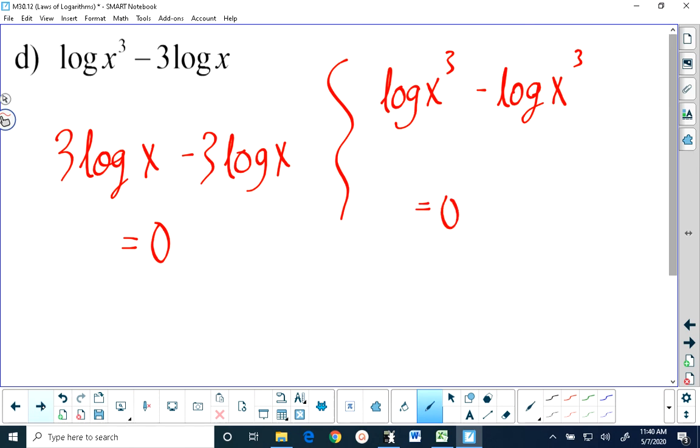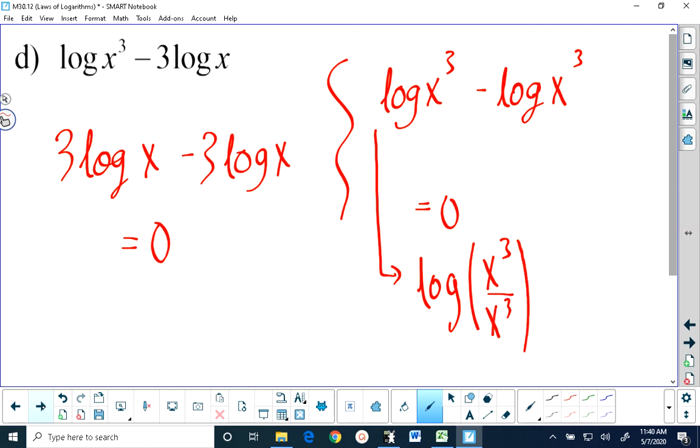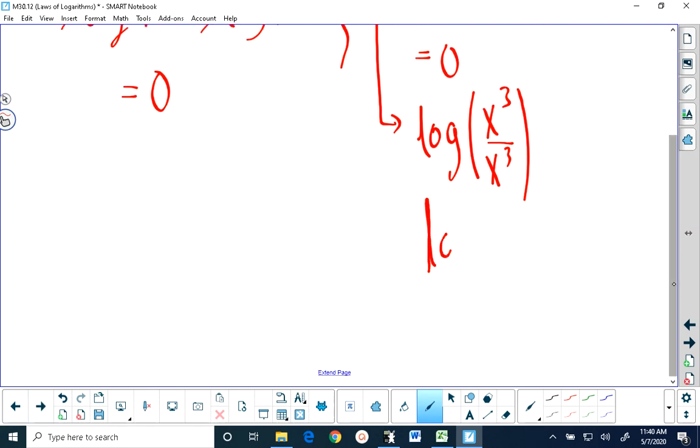I guess what we could have done as well is the following: since it's a difference of logarithms, I can take a single logarithm of a quotient. X cubed divided by x cubed is 1, so we have log of 1. And log of 1 is saying, to what do I raise 10 to get 1? And the answer is 0. A power of 0 always gives you 1.